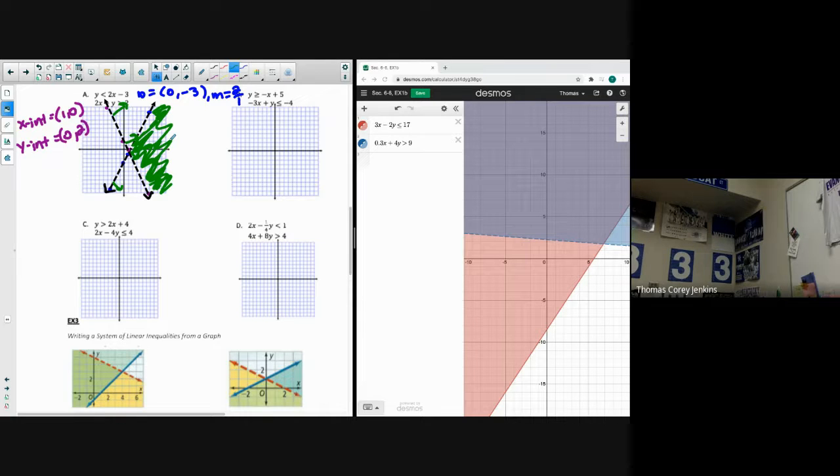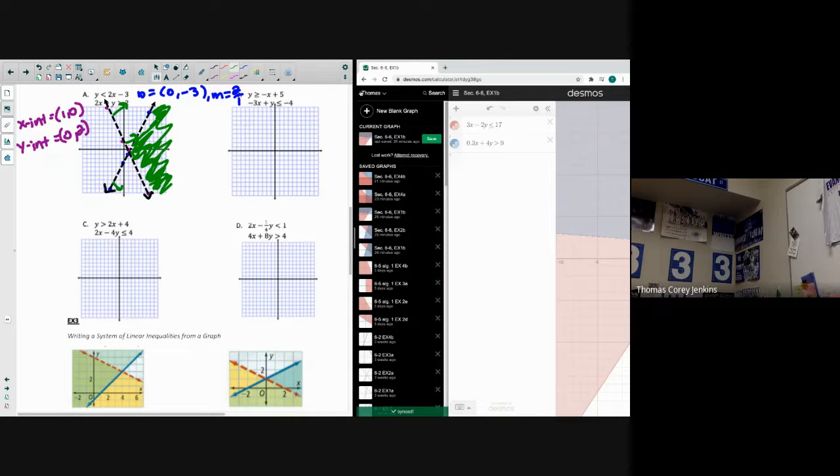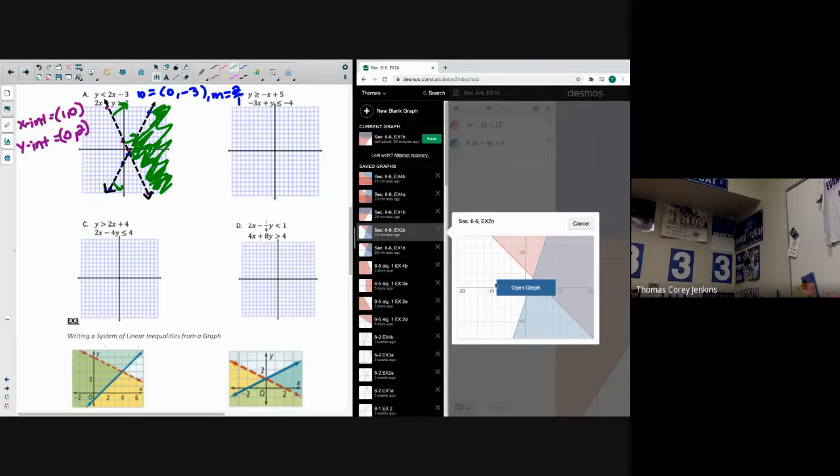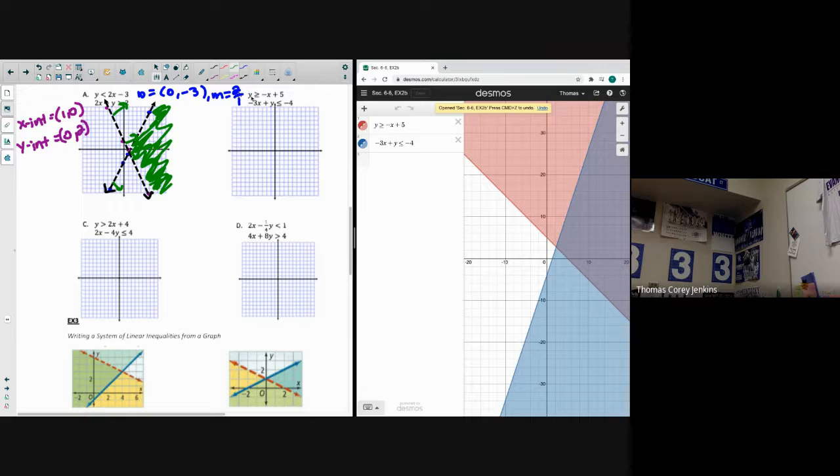Okay, so there's a lot to these, obviously. If that was too much, then I suggest using Desmos. Okay, so let's look at example 2B using Desmos. So the first thing I would do is just go to desmos.com and type in my inequality. So y is greater than or equal to negative x plus 5. And then negative 3x plus y is less than or equal to negative 4.